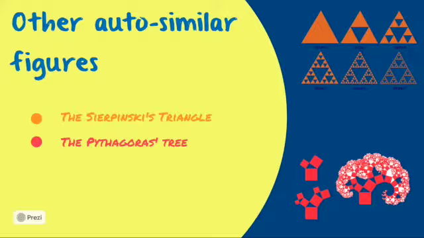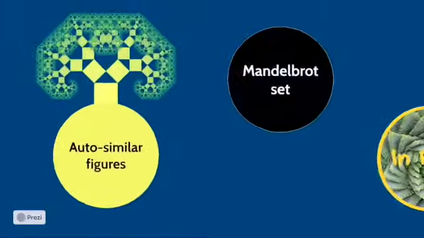In this figure we can see the same thing at any scale. To say it another way, if you zoom again and again, you will always see the same thing in the Sierpinski triangle and the Pythagoras tree. That's why we call them autosimilar figures.